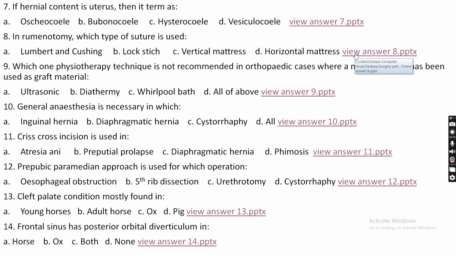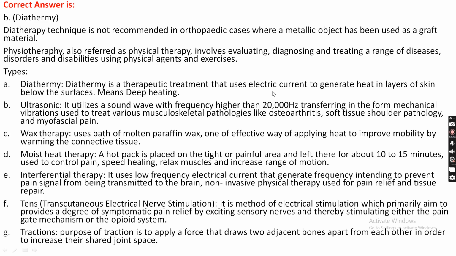Question number 9. Which physiotherapy technique is not recommended in orthopedic cases where a metallic object has been used as graft material? Option A, ultrasonic. Option B, diathermy. Option C, whirlpool bath. Or option D, all of the above. The right answer is option B, that is diathermy. Diathermy technique is not recommended in orthopedic cases where a metallic object is used as a graft material.